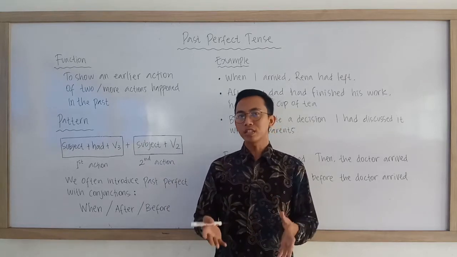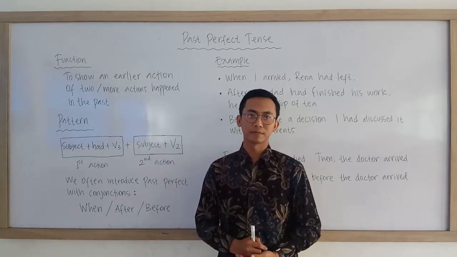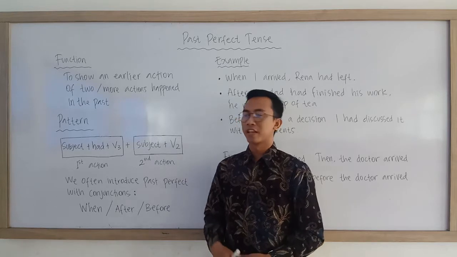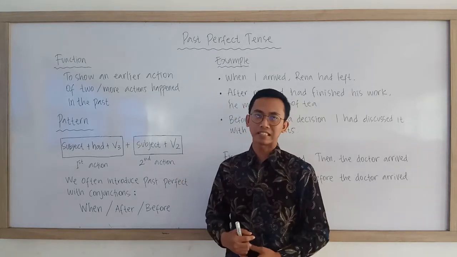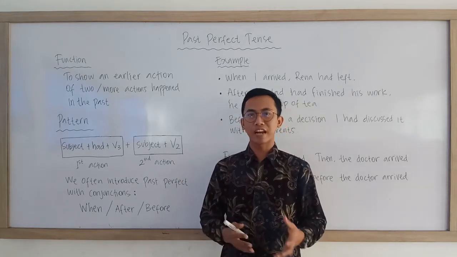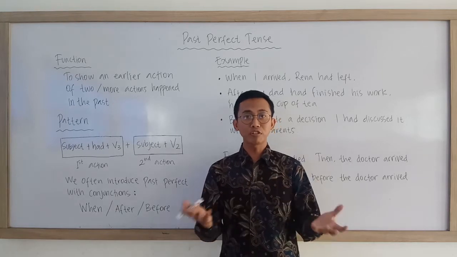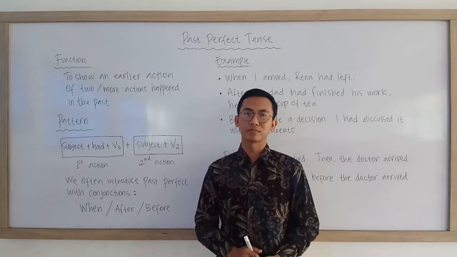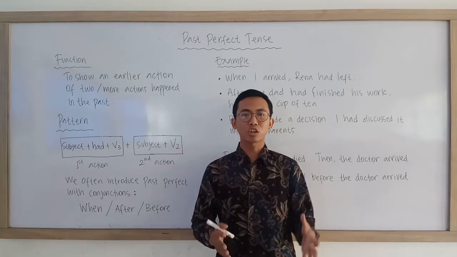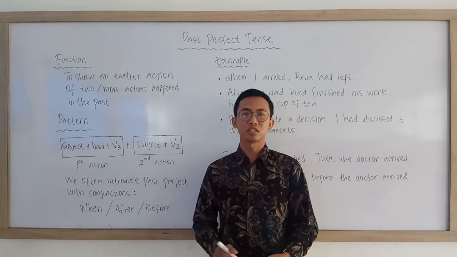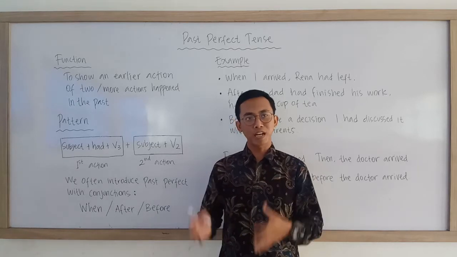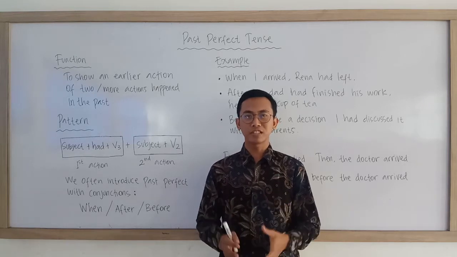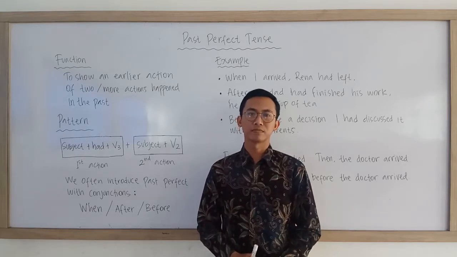Okay? So what is the function of past perfect tense? Yes, the function of past perfect tense is to show an earlier action of two or more actions that happened in the past. So here we're talking about two or more actions. But past perfect tense only focuses on the first action.